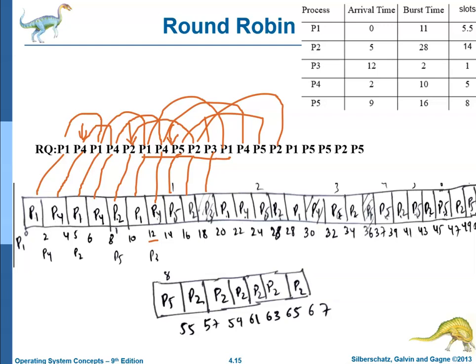So after P3 leaves the CPU, we look at the ready queue and P1 is at the front of the ready queue. So P1 will execute now. Once P1 completes its execution, it is added to the end of the ready queue, and then next P4 will execute.